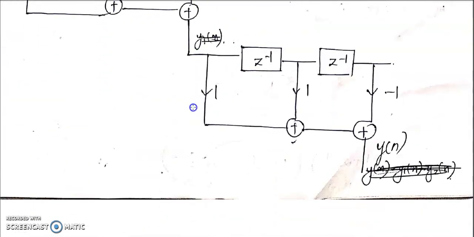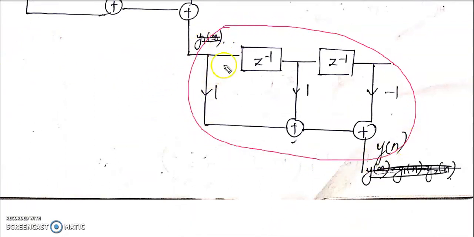Next, here we realize H2(z). You can check the expression here: 1. Then at this point this is z^-1 and the coefficient is 1, so 1 into z^-1. Then here the coefficient is minus 1, and this point is z^-1 z^-1, so in total z^-2. So this is the realization of H2(z).